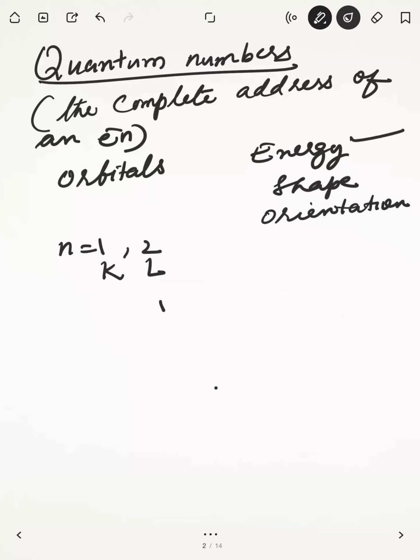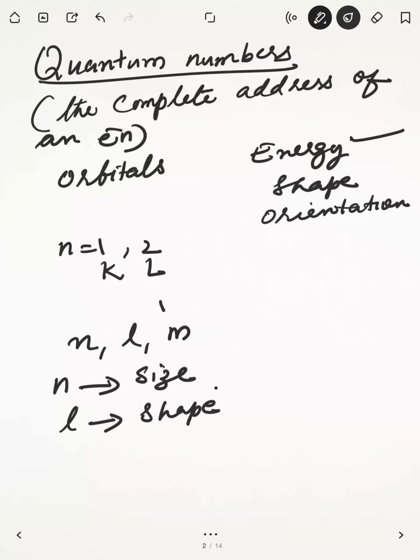An atom contains a large number of orbitals, and these orbitals are distinguished from each other by their shape, size, orientation. Orientation means direction in space. These characteristics are expressed in terms of 3 quantum numbers. What are these quantum numbers? n, l, m. Size is given by n. Shape is given by l. l gives the shape of the orbital, and orientation is given by m.